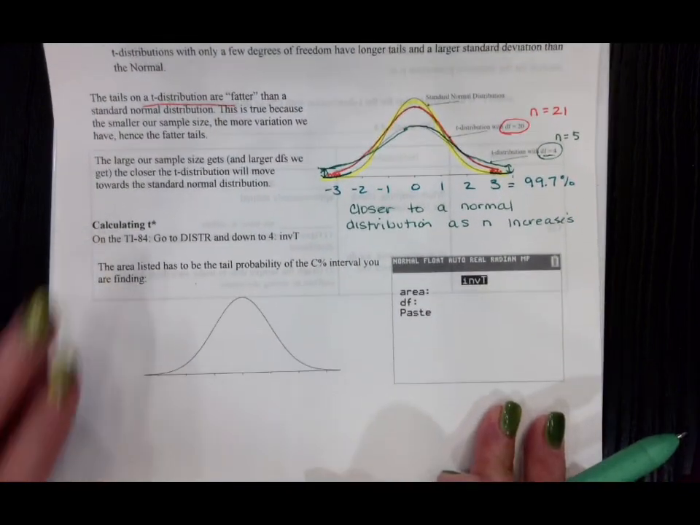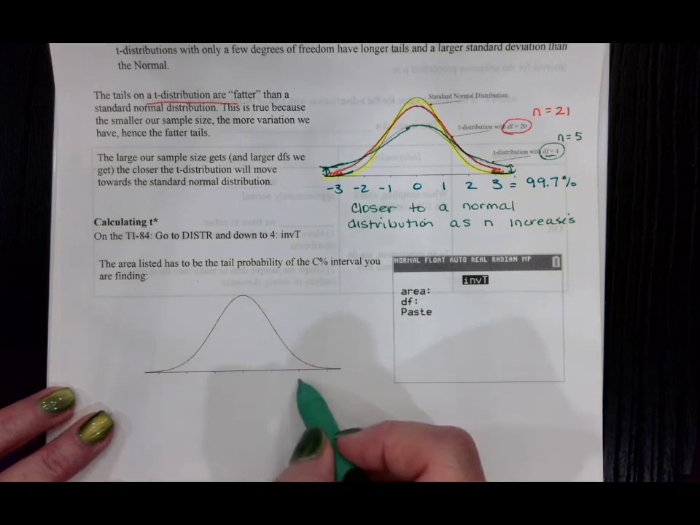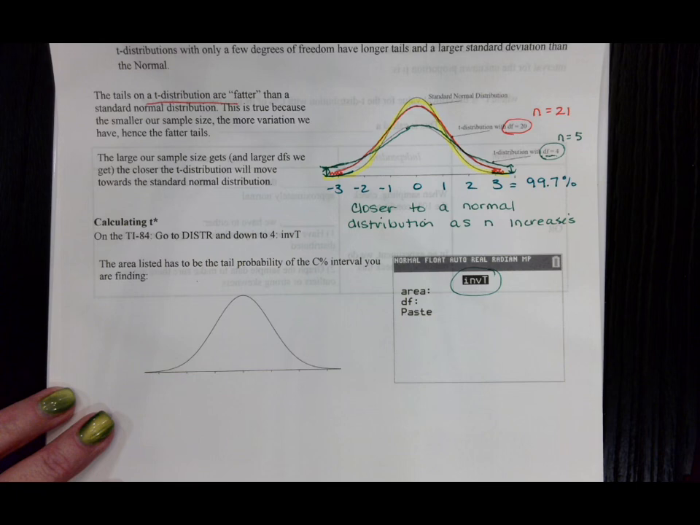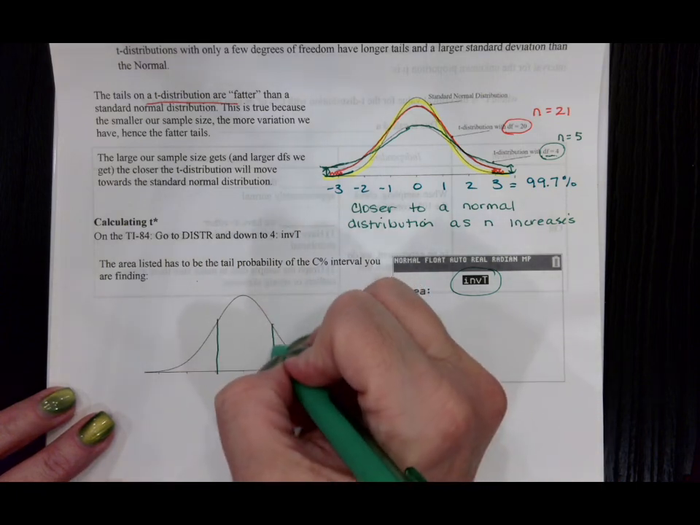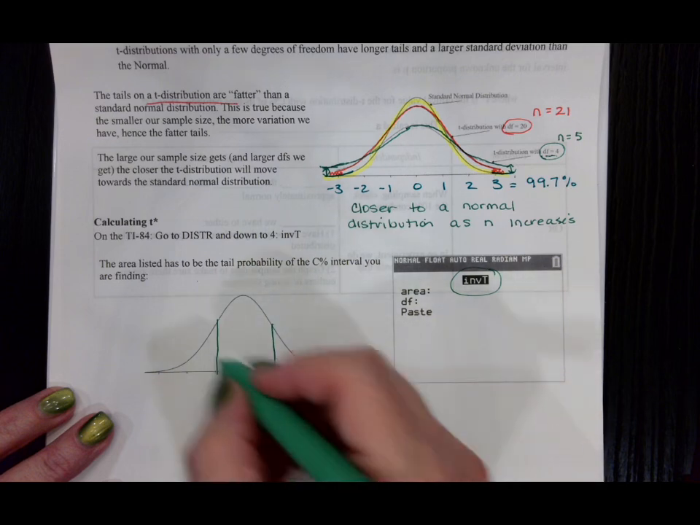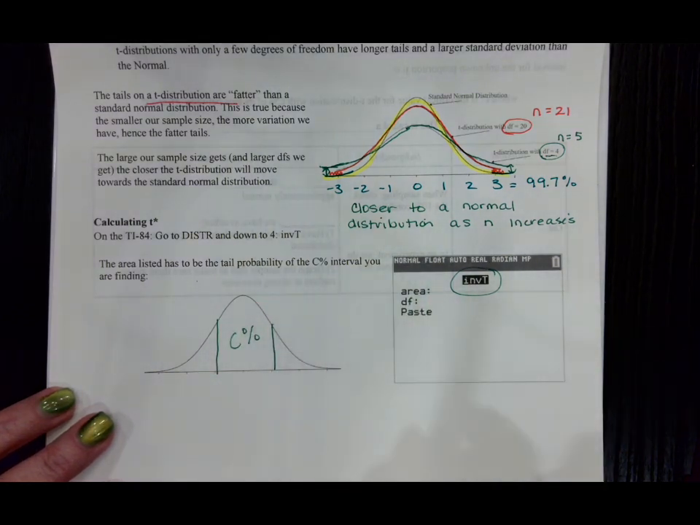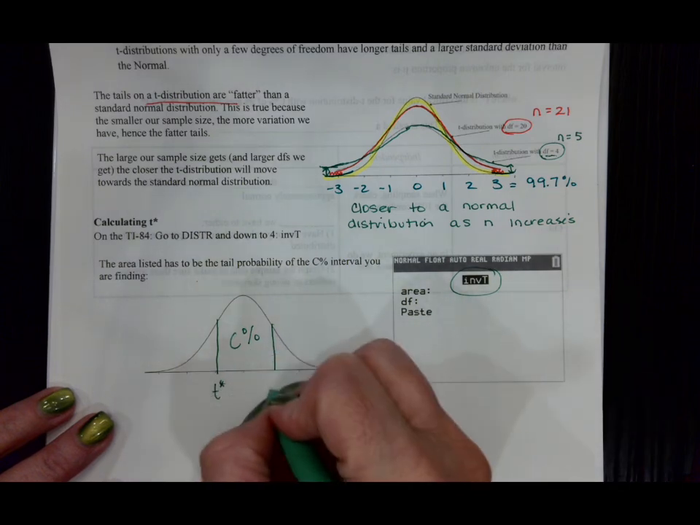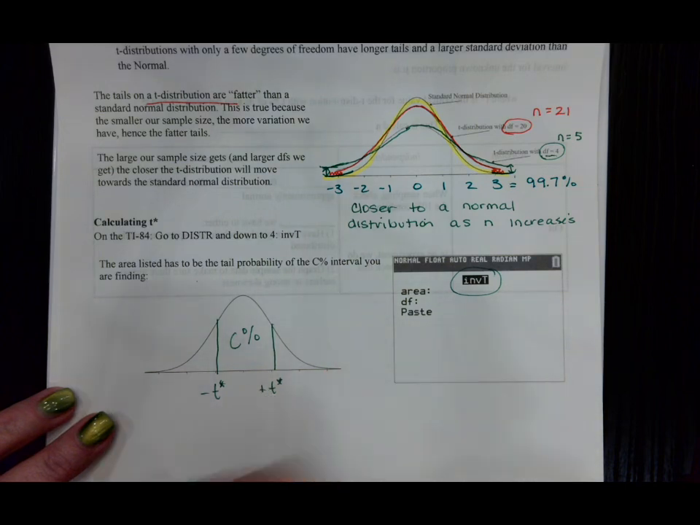Okay, now here's what happens. We're going to calculate our t-distribution, and we're going to use inverse t. What happened before is we would have a confidence interval, and we would say that within this confidence interval we have some percent C. Now what happens with t is we have this t star, and we have the same thing, a plus or a minus t star.